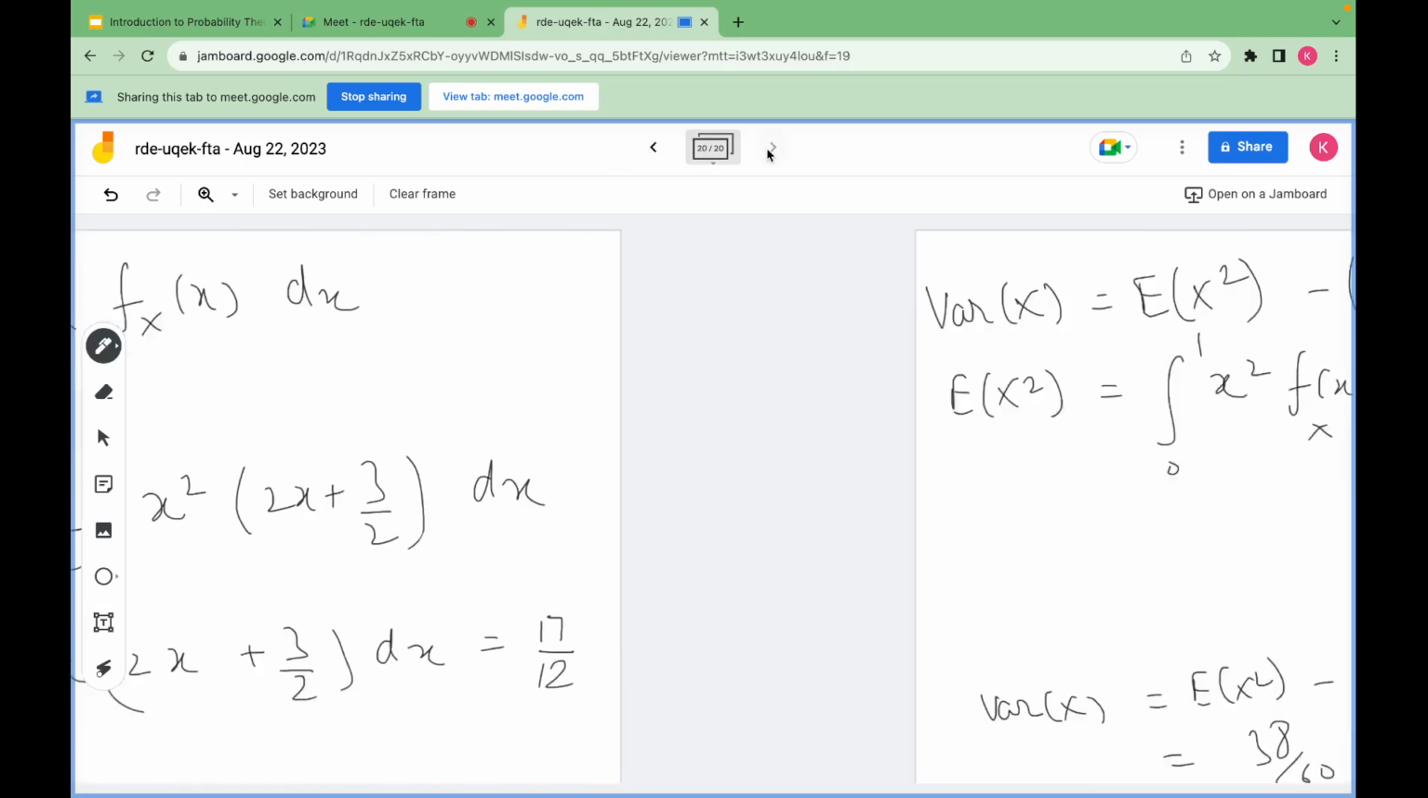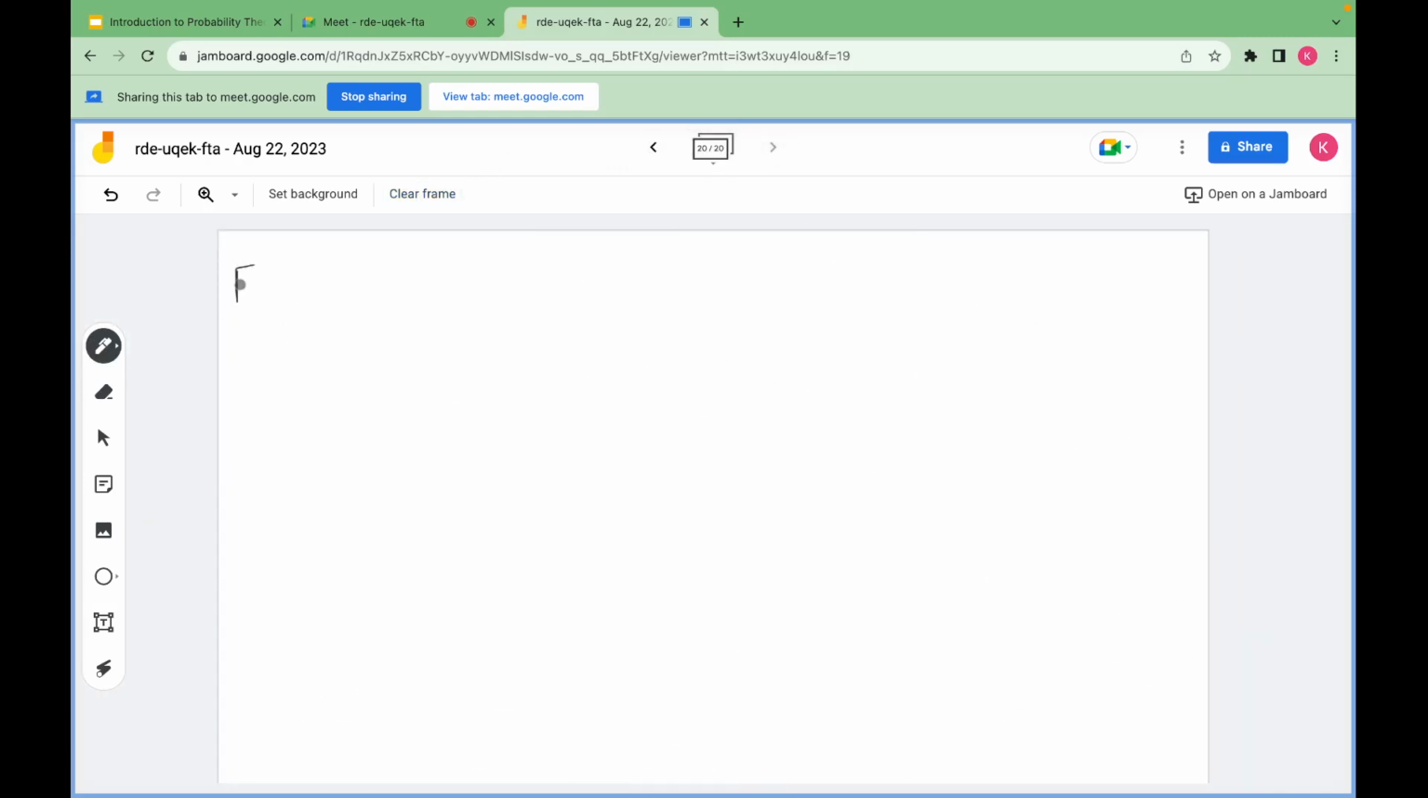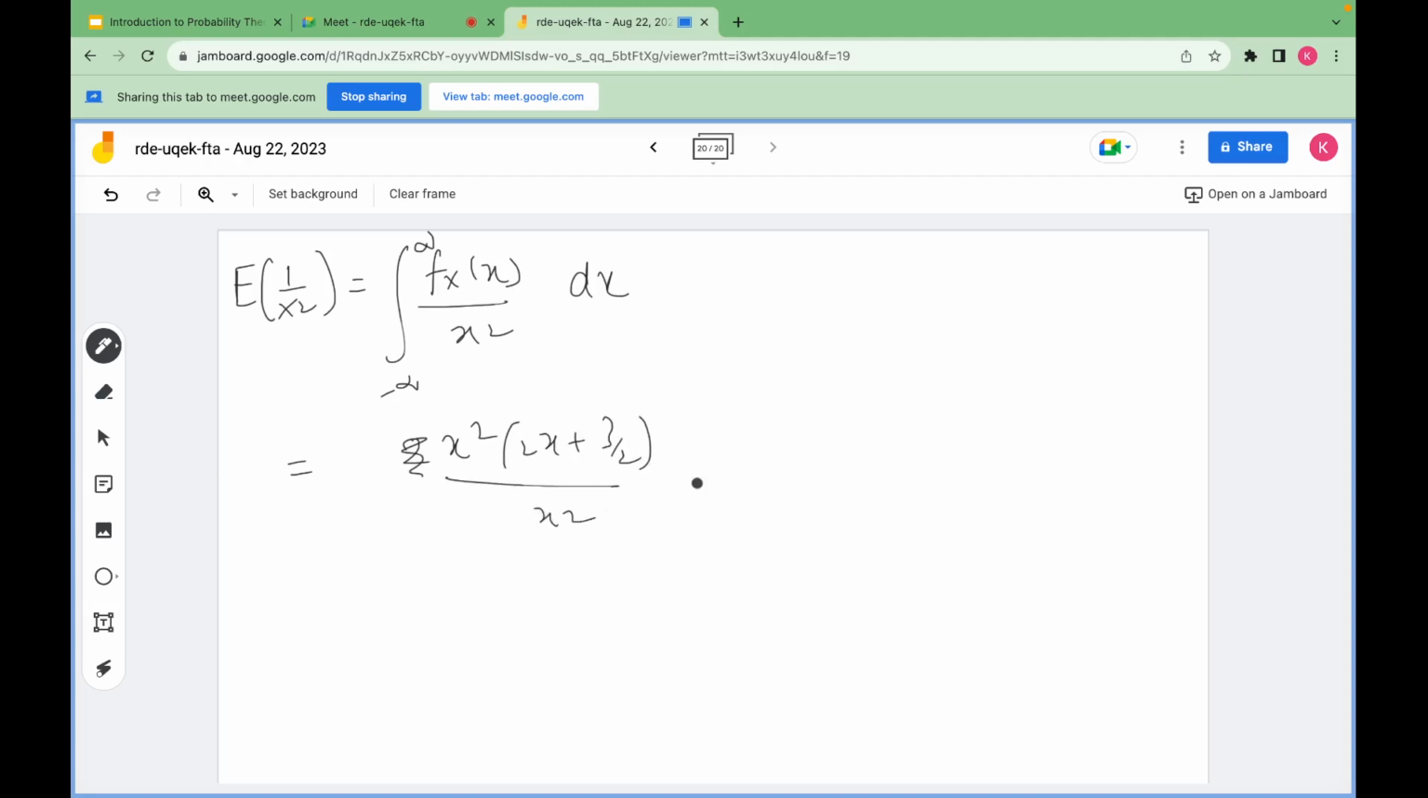Now we will find this expectation of 1 by x square. This is nothing but the integral of f x dx by x square, from minus infinity to infinity. And this is nothing but x square 2x plus 3 by 2 divided by x square dx from 0 to 1. This simplifies to 2x plus 3 by 2 dx from 0 to 1, and this comes out to be 5 by 2.